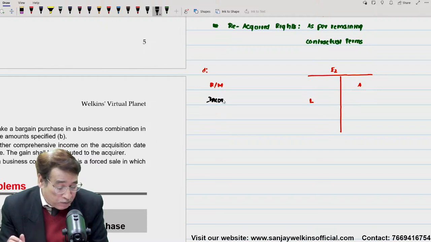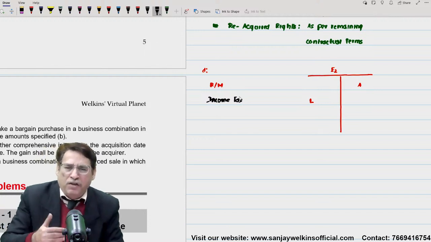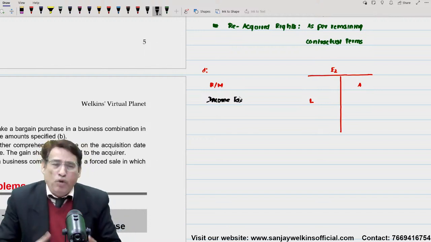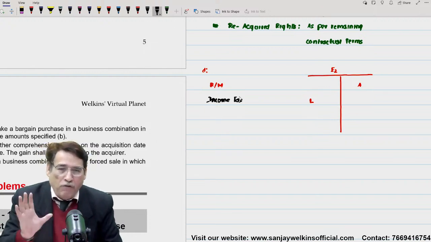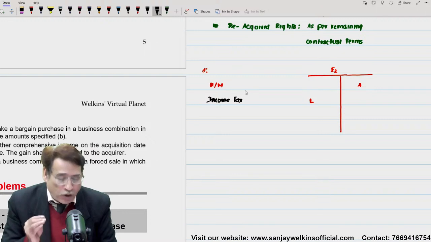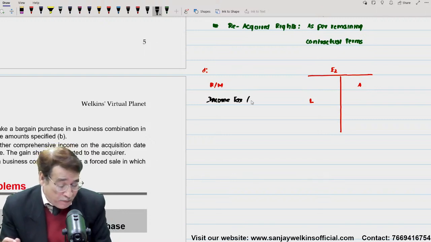Income taxes. Generally, at your level, you will not face this situation, but still, just to acquaint you. Now, you may say, sir, income tax may be appearing in the balance sheet of acquiring company. Don't worry about this thing. What I'm talking about here, income taxes, actually here I'm talking about deferred tax asset or deferred tax liability.